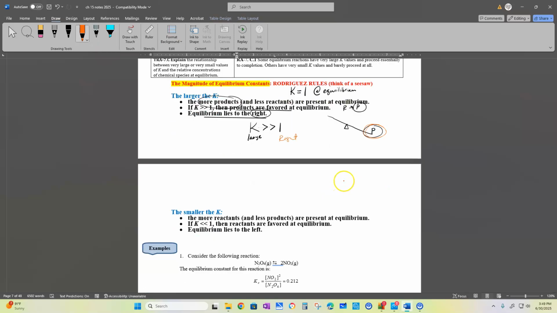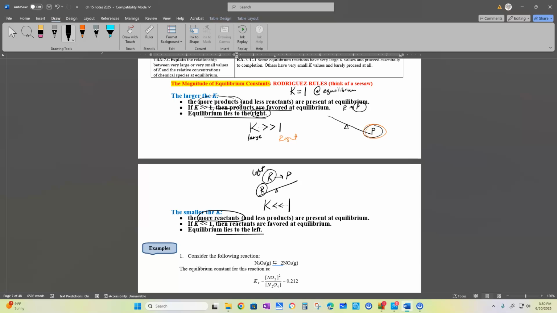Think of it if K was smaller. So keep it K first, and then your little greater and less than signs. So in this case, if this is my reactants making products, my arrow is pointing to the reactant side. So that means I have way too much reactants at equilibrium. So the reactants are favored at equilibrium, and that means it lies to the left. And why to the left? Because the reactants are on the left side of the arrow.